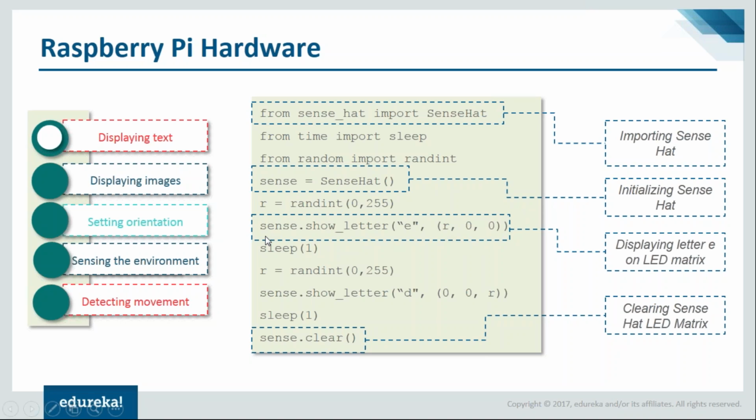So it's going to show the letter E with a random color. Then it's going to sleep for 1 second, generate a new random integer, and then show D. Again it will sleep and then it's going to clear. Let me just show this to you practically.